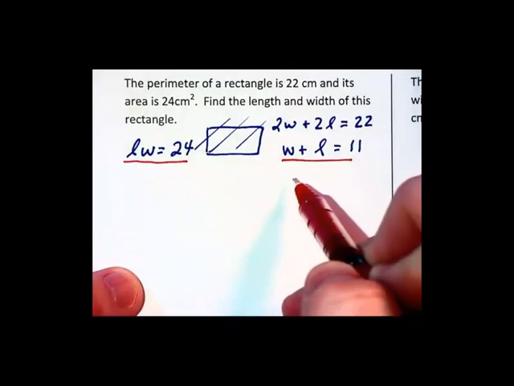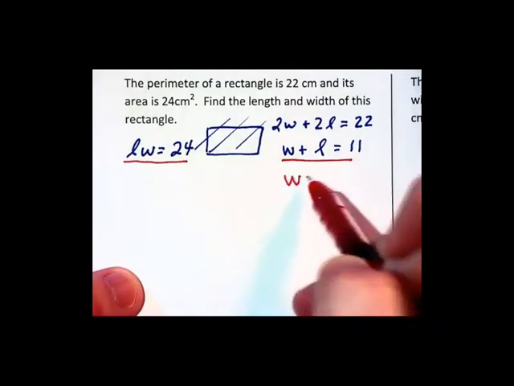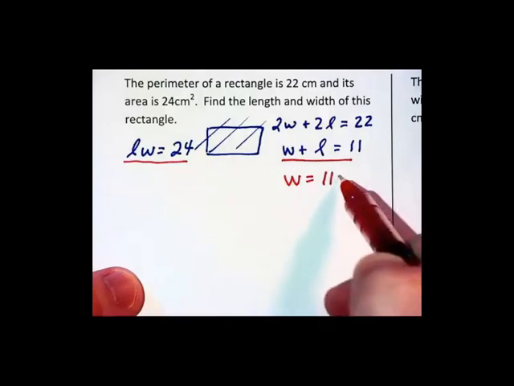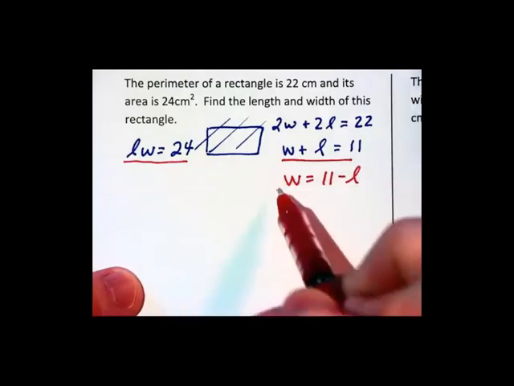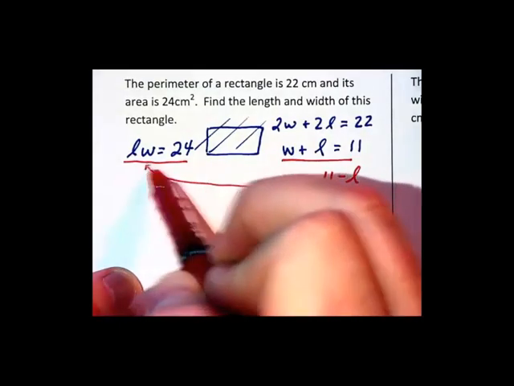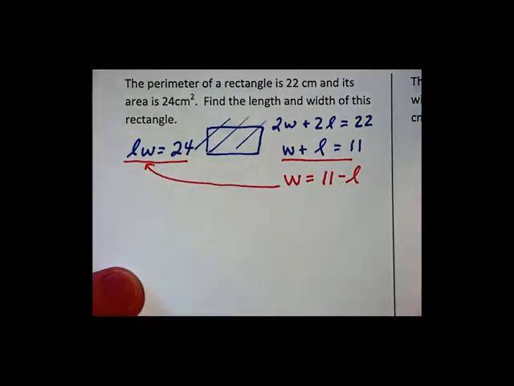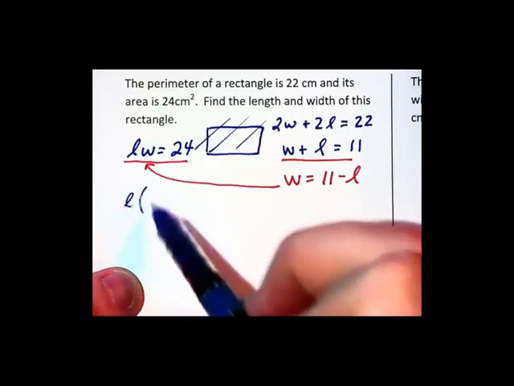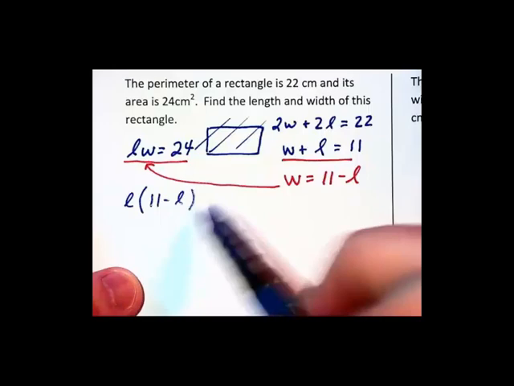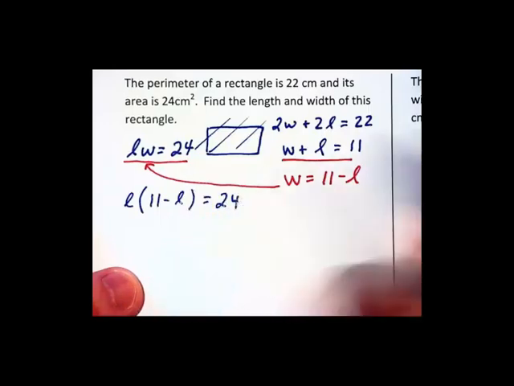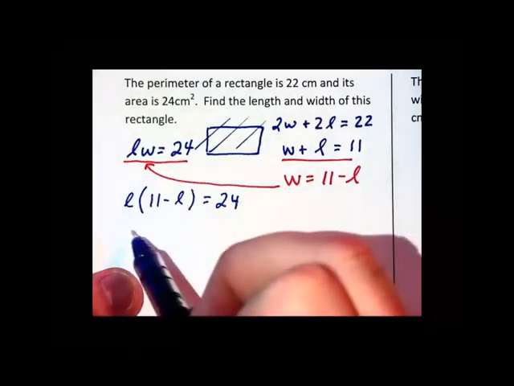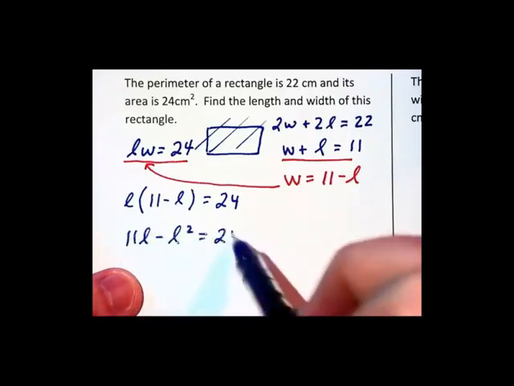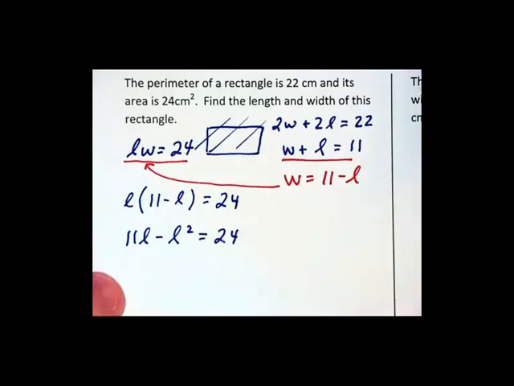I'm going to solve the equation on the right here for W, subtract the L on both sides and have 11 minus L on the right, and then I'm going to substitute that into the other equation, and we're going to get L times 11 minus L equals 24. Distributing, we're going to have 11L minus L squared is 24, and that's a quadratic equation.